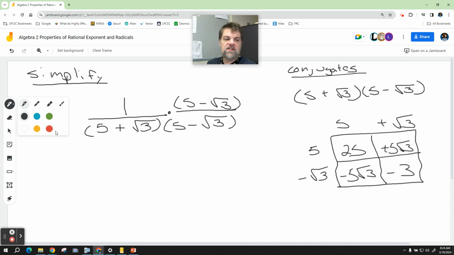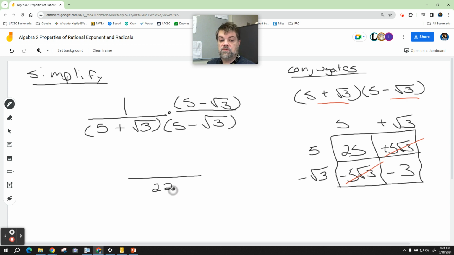Now what's interesting about this, when we multiply by the conjugate, these middle terms cancel. You'll have a negative 5 root 3 plus 5 root 3, that adds up to 0. So this whole thing is 25 minus 3. So on the bottom of this thing, I just end up with 25 minus 3, which is just 22. But then when I distribute that through to the top, I end up with 5 minus the square root of 3 over 22.